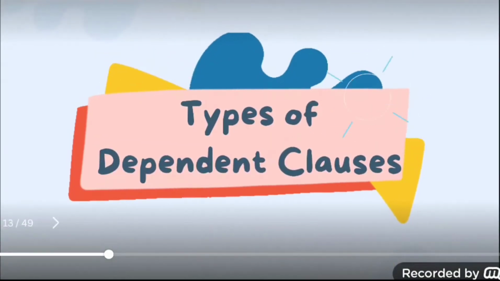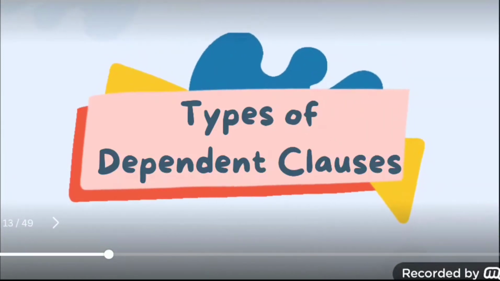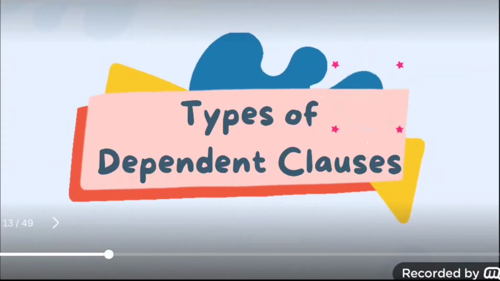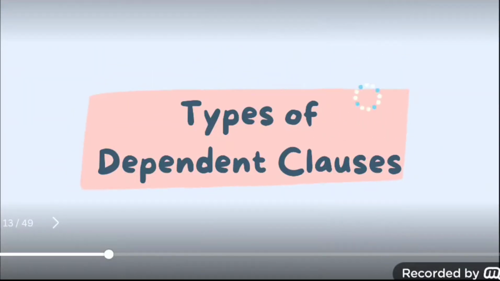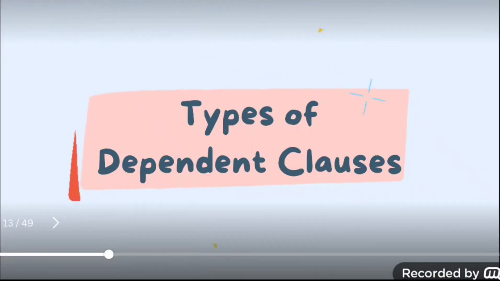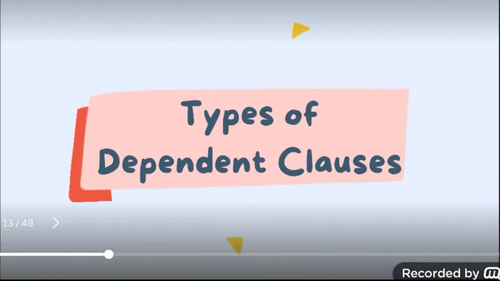Hello everyone. Let us learn about the different types of dependent clauses. Dependent clauses or subordinate clauses are clauses which do not convey a complete thought or cannot be considered a complete sentence. Dependent clauses begin with subordinating conjunctions or relative pronouns.